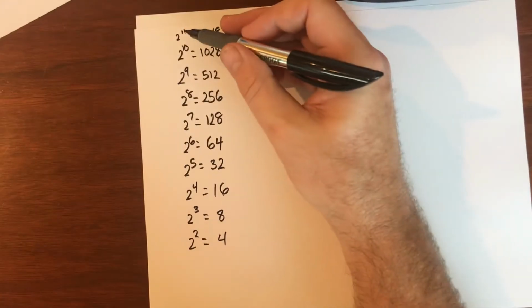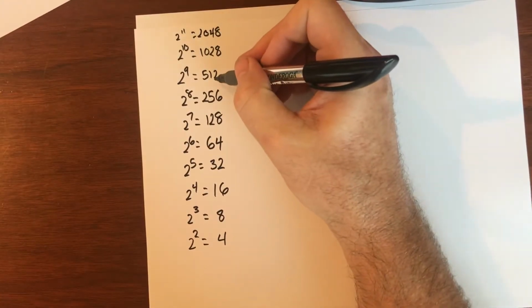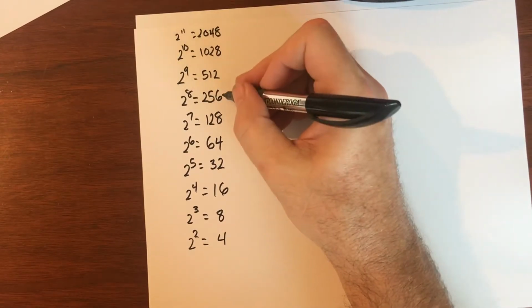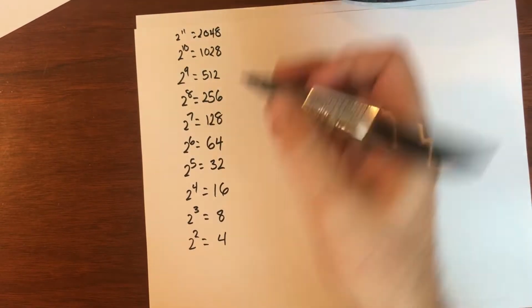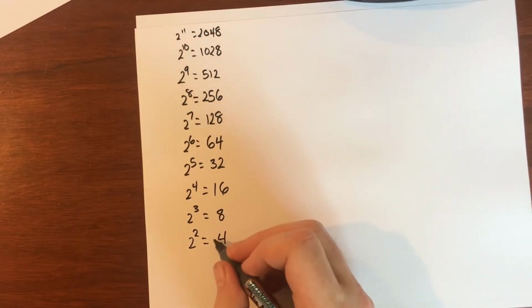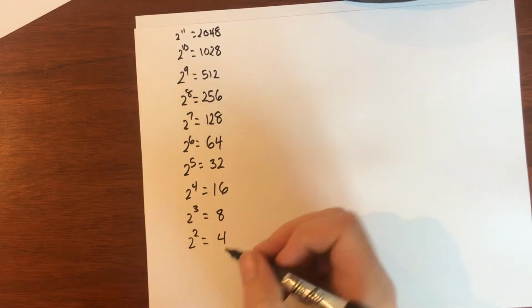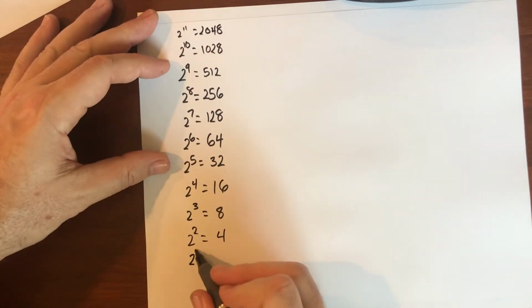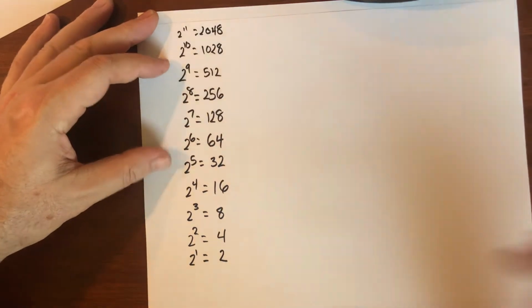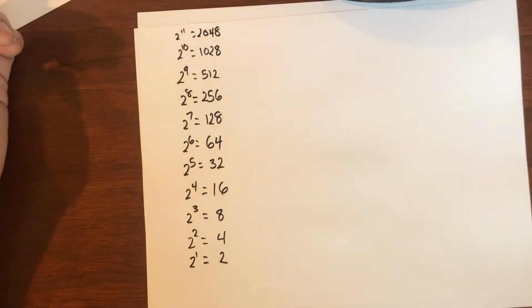But also every time it goes down, it's being cut in what? It's being cut in half, right? Half of 512 is 256. Half of 256 is 128. Half of 64 is 32. Half of 16 is 8. Half of 4 is 2, right? So 2 to the power of 1 is 2. Every number to the power of 1 is just itself.